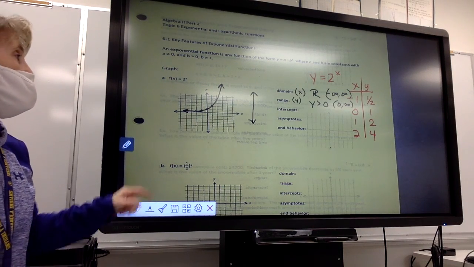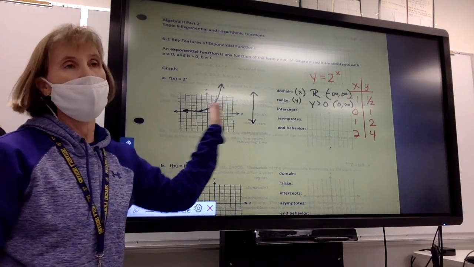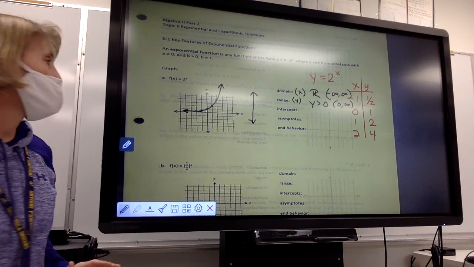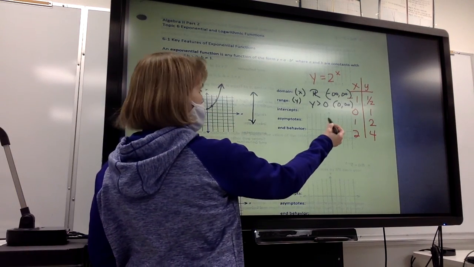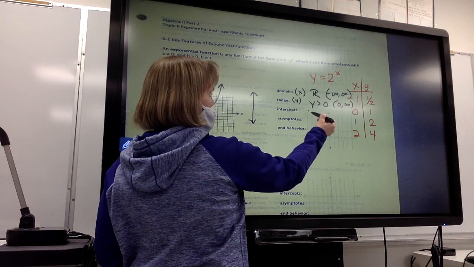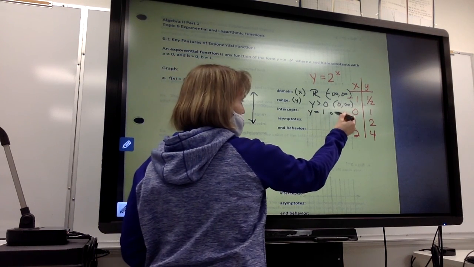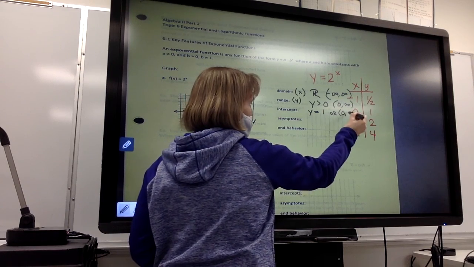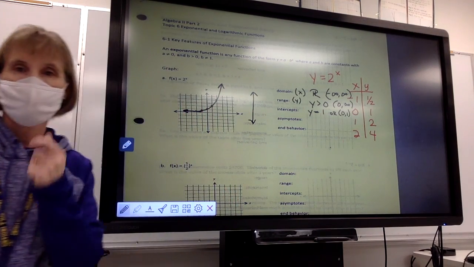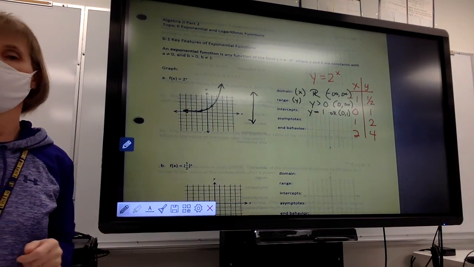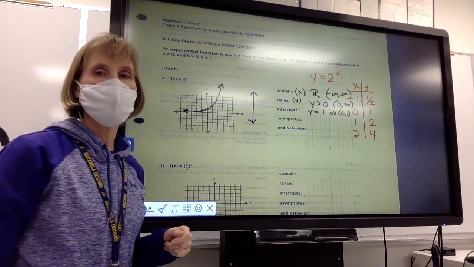The intercepts, is it crossing either the y-axis or the x-axis? It's crossing the y and where? At 1, so you could say y equals 1, or if you want to just give the coordinates 0, 1. You could do either one of those. You don't need to do both, but you would do one or the other.